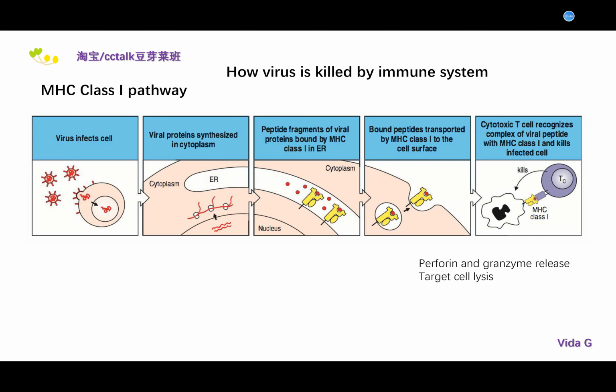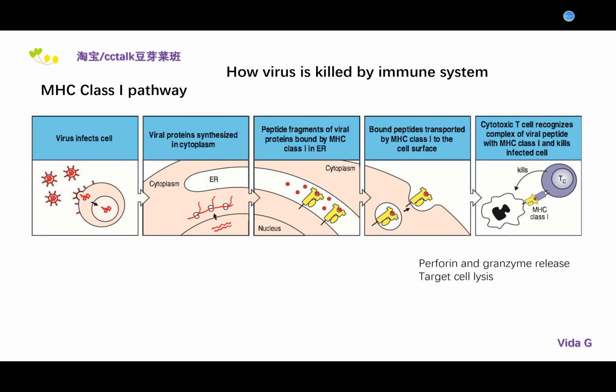And then let's look at how a virus is killed by our immune system. Basically, there are two types of pathways, the MHC class 1 pathway and the MHC class 2 pathway. MHC class 1 and MHC class 2 are the names of molecules that are involved in our immune system. So let's take a look at the MHC class 1 pathway.